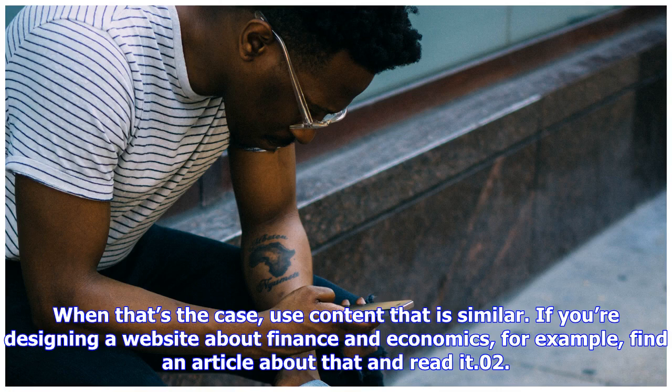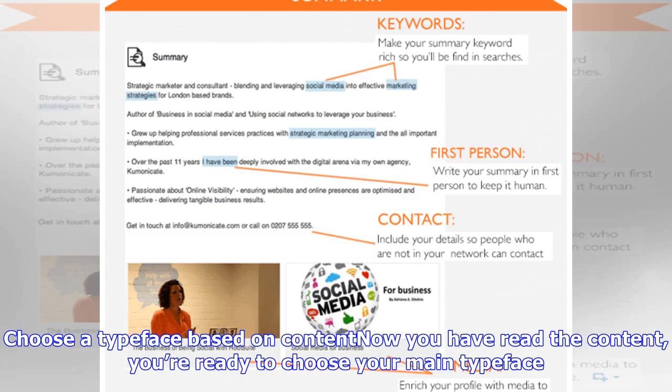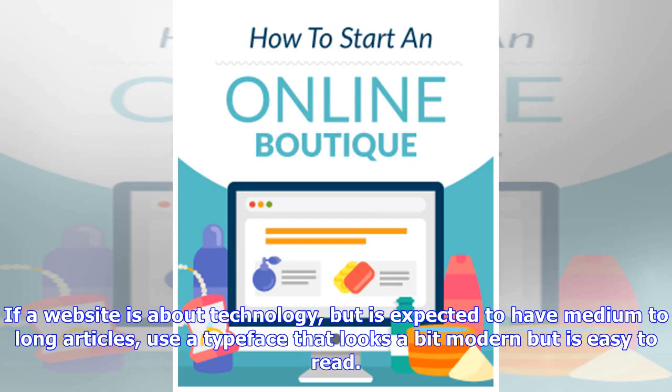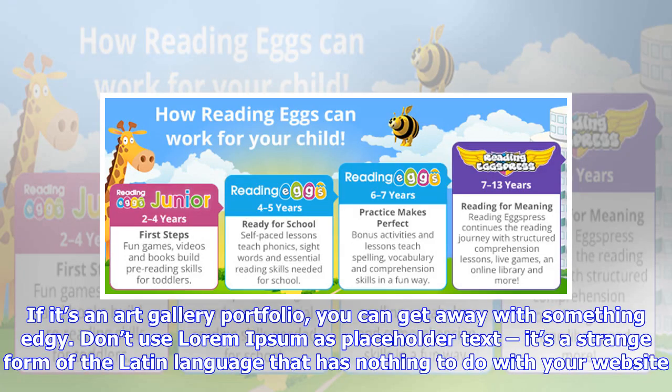If you're designing a website about finance and economics, for example, find an article about that in Reddit. Point 02. Choose a typeface based on content. Now you have read the content, you're ready to choose your main typeface. If a website is about technology, but is expected to have medium to long articles, use a typeface that looks a bit modern but is easy to read. If it's an art gallery portfolio, you can get away with something edgy.